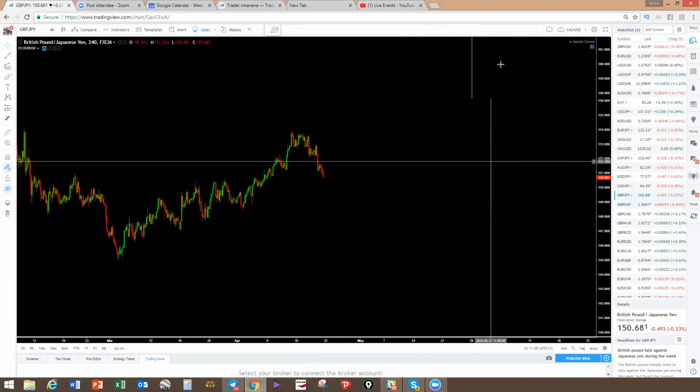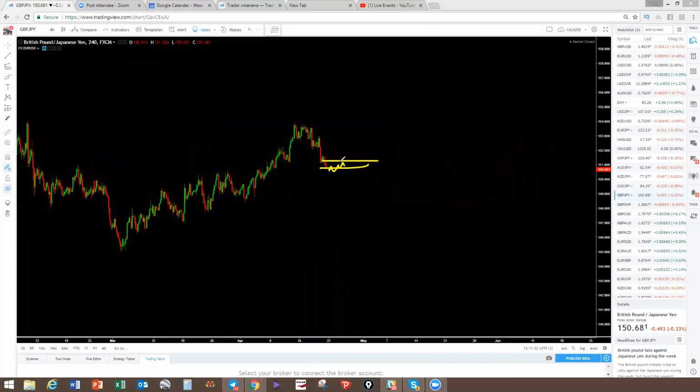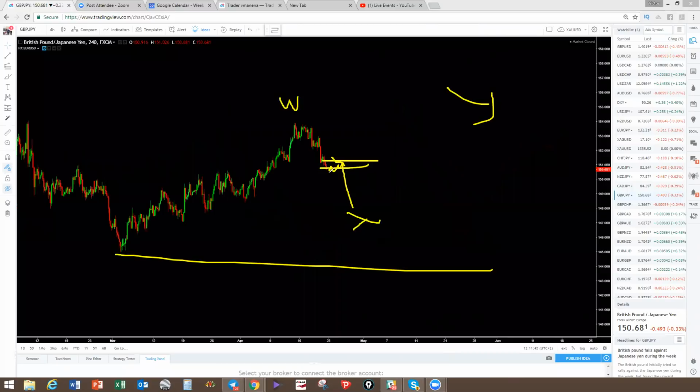Right? So here you look for corrections. Overall target will be down here. If it doesn't get there, then we are looking for that WXY. But for now, we're looking for a further move to the downside, at least to the 61% of this whole swing. Easy.